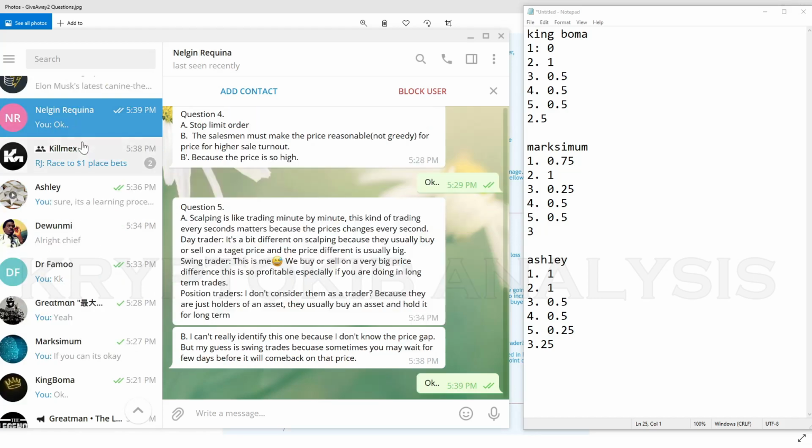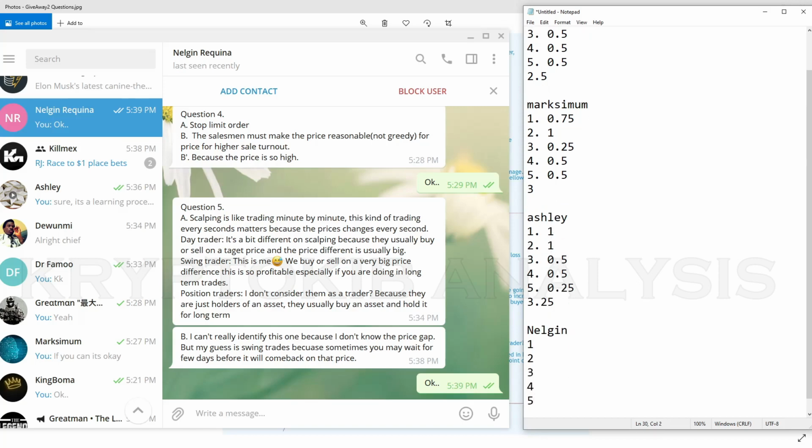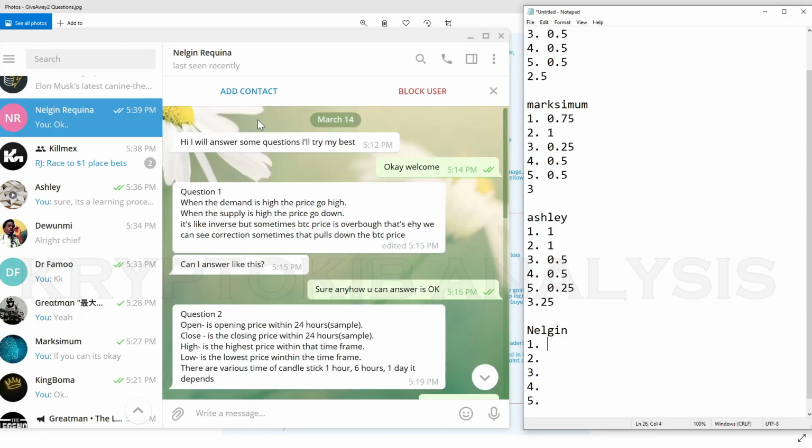Then we have Najin Requina. I don't know if I pronounce that name correctly. Regine. Question 1. All right, no problem. When the demand is high, the price goes high. When the supply is high, the price goes down.